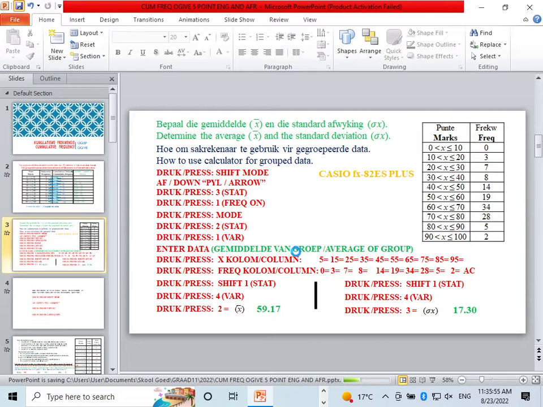Okay. Now, first the mean. Which one shows the mean? 2. And equal to, then you get 59.1666666. Round it off, 59.17. Is it cool, Kumo?